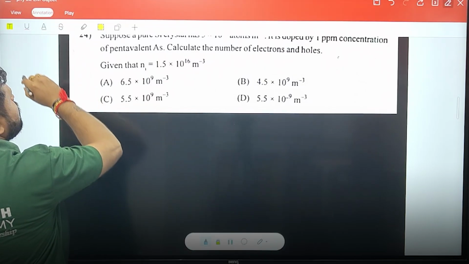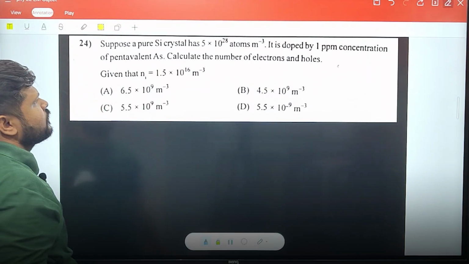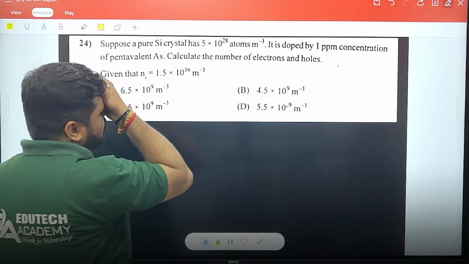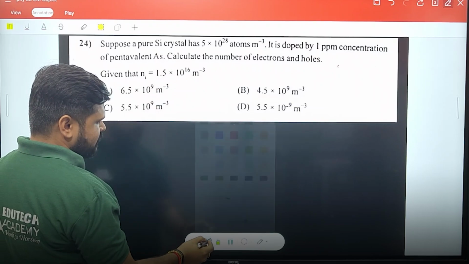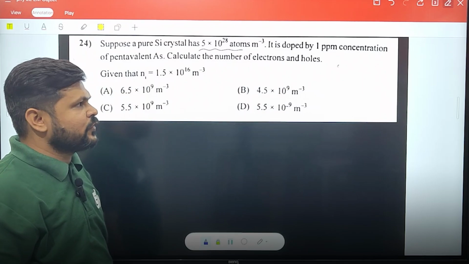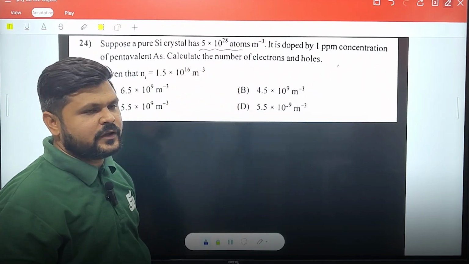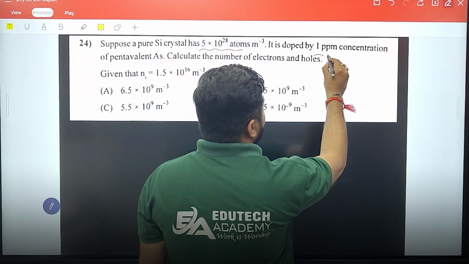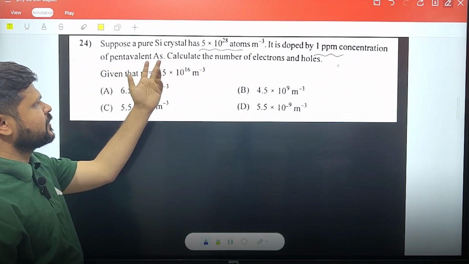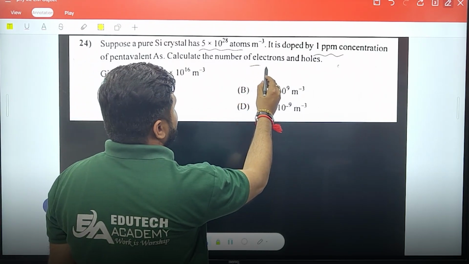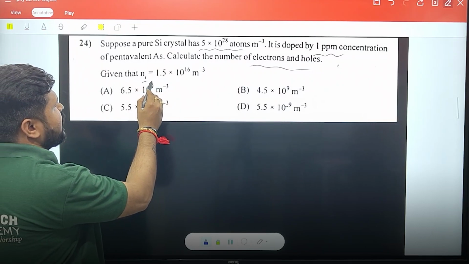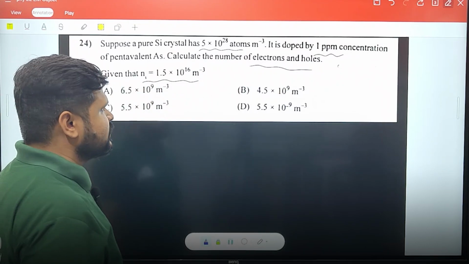MCQ number 24. There is one crystal of semiconductor, silicon. In this crystal, the number of atoms of silicon is 5 into 10 raised to 28. Now it is doped by 1 ppm, that means parts per million concentration, of pentavalent As, that means arsenic, and we are asked to find the number of electrons and holes. Okay, and we are given Ni, that is 1.5 into 10 raised to 16.